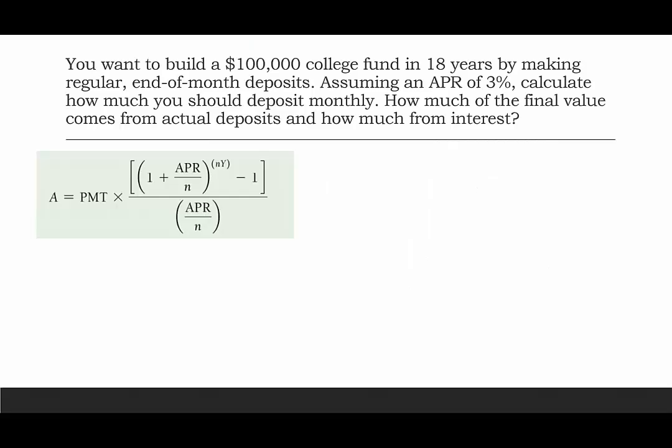Here's the example that we're going to focus on. You want to build a $100,000 college fund in 18 years by making regular end-of-month deposits. We are going to make the assumption that the APR for these 18 years will be 3%. We want to calculate how much we need to deposit monthly. Once we do that, how much of that final value comes from the actual deposits and how much comes from the interest? You see the formula I've posted here is very intense.